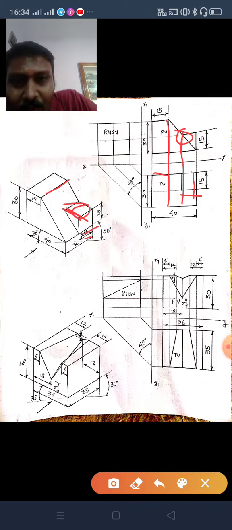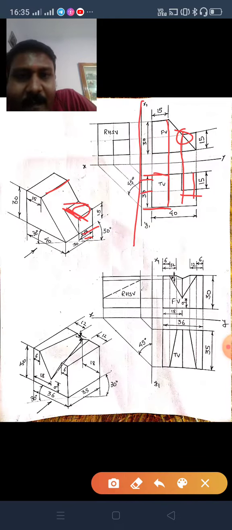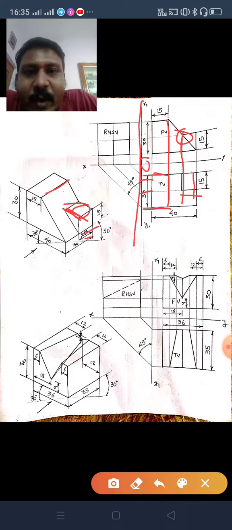Now what you have to do is project all these points here. Draw another XY line slightly away from this figure and name it X1 Y1. Project all these points here. Now you have to take this point here. There are two methods. Take this point as center, and with this as radius, draw an arc here. From this point as center, with this radius, draw an arc here. From this point as center, with this radius, draw an arc here. You will get these 3 points.